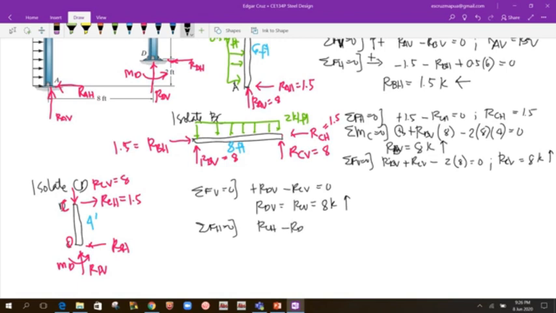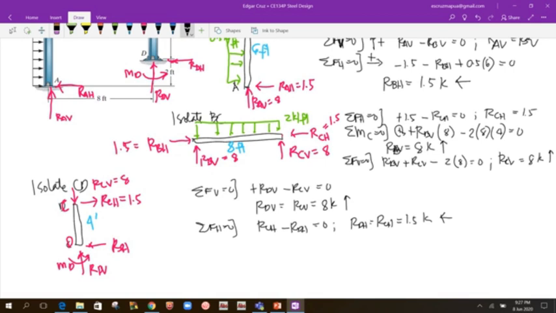minus RDH, equal to 0. So from there, I could solve that RDH is just equal to RCH, and that is equal to 1.5 kips. So our RDH is to the left.